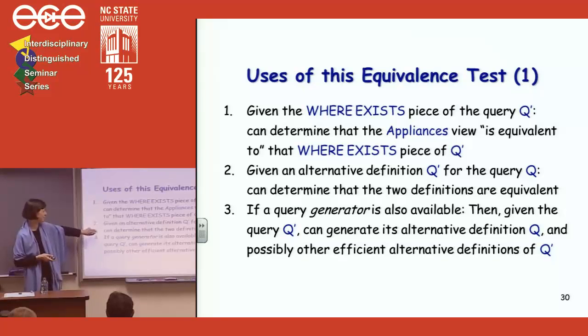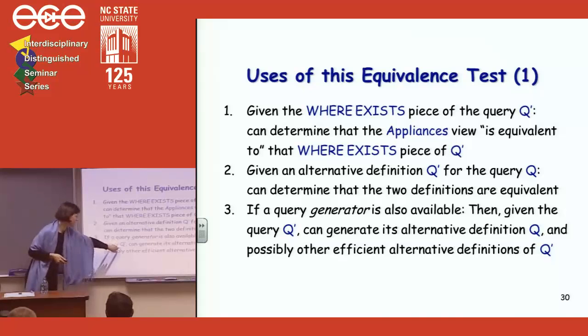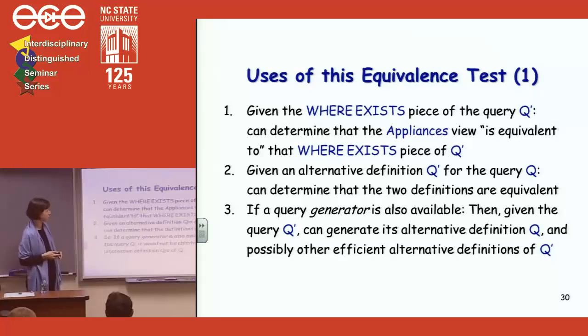So here we can find a more efficient in execution version Q for the query Q prime. And if we are given a query Q prime, we can generate a more efficient version Q. This is so-called query minimization. So we can do all of those three things.